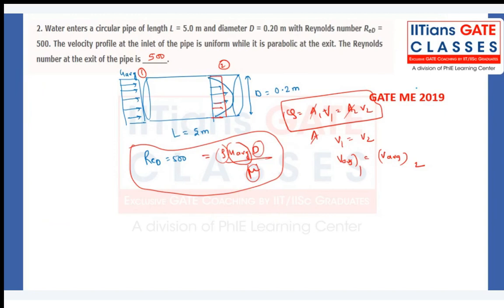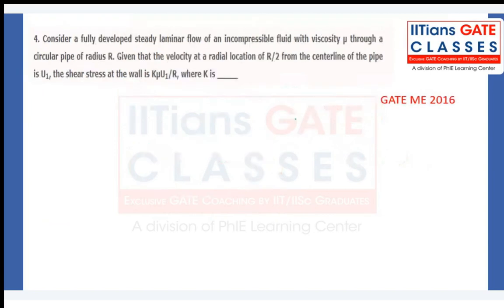Now, try to solve this question as a homework. This question, I will share the slide from there. You can see, or you can take a picture of this question.